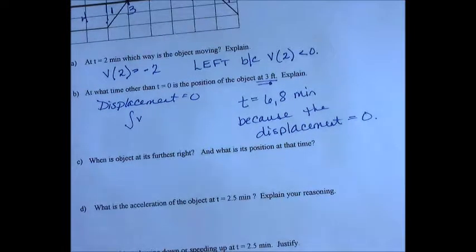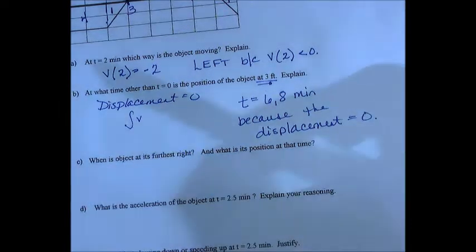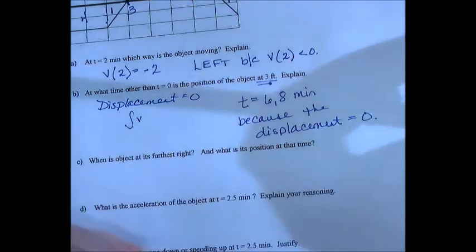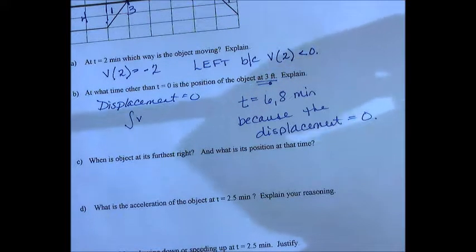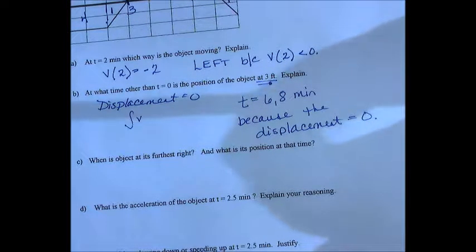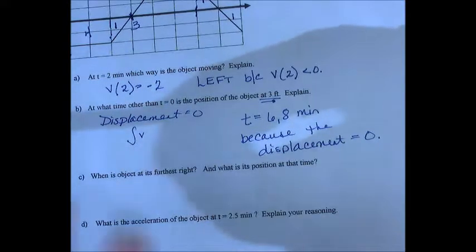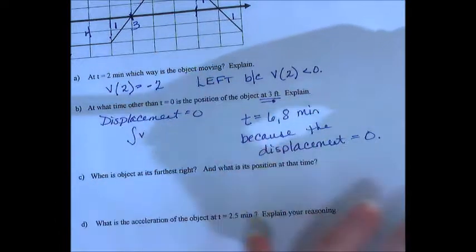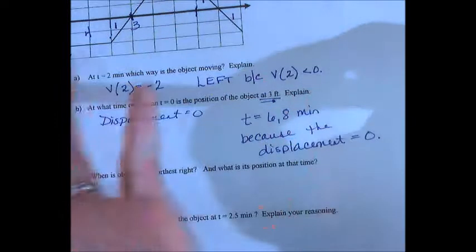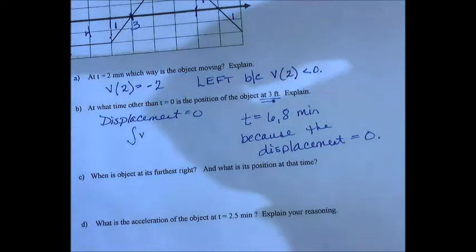Okay? Part C, when is the object at its furthest right? And what is its position at that time? So again, what I'm doing, and I really did this for the previous question as well, I'm picturing a snake diagram in my head. I'm following the path of this object that's moving left and then right and then left again. So I'm thinking of that in my head.